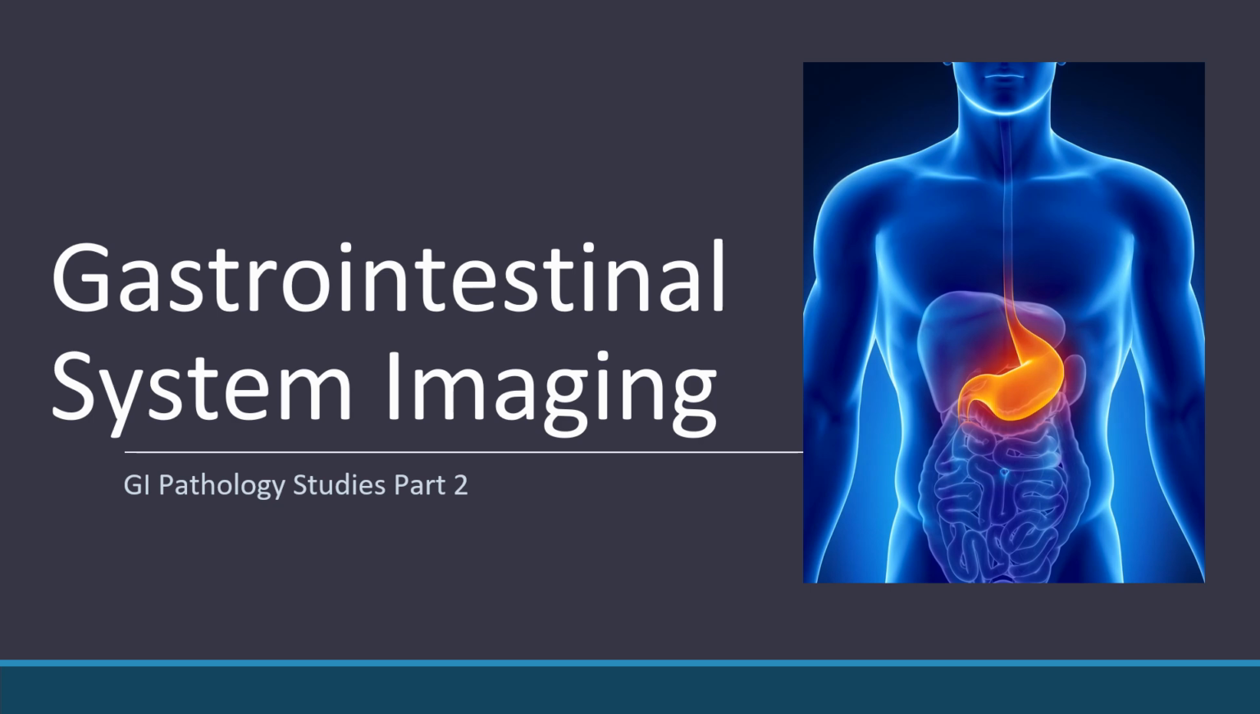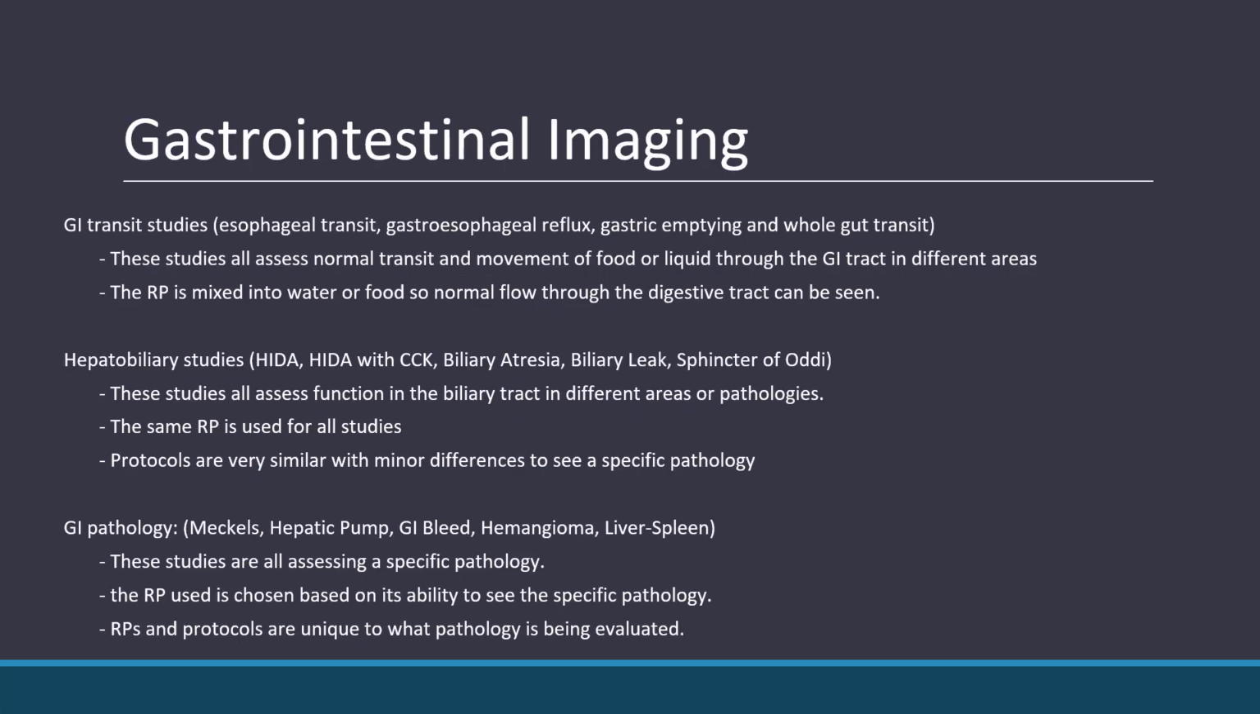In this video, we'll talk about nuclear medicine gastrointestinal system imaging, particularly focusing on the GI pathology studies. Recall that gastrointestinal imaging can be divided into three categories. You have the GI transit and motility studies, hepatobiliary studies, and all the variations of a HIDA, and then the GI pathology. And that's the one that we're going to be focusing on in this video.